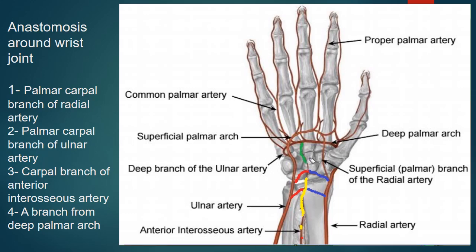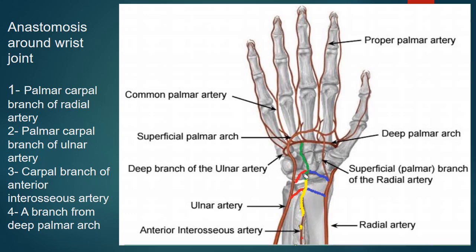The fourth and last branch taking part in the anastomosis around the wrist joint is the palmar carpal branch of the deep palmar arch, this one. This is a branch from the deep palmar arch which joins this cruciform anastomosis around the wrist joint.